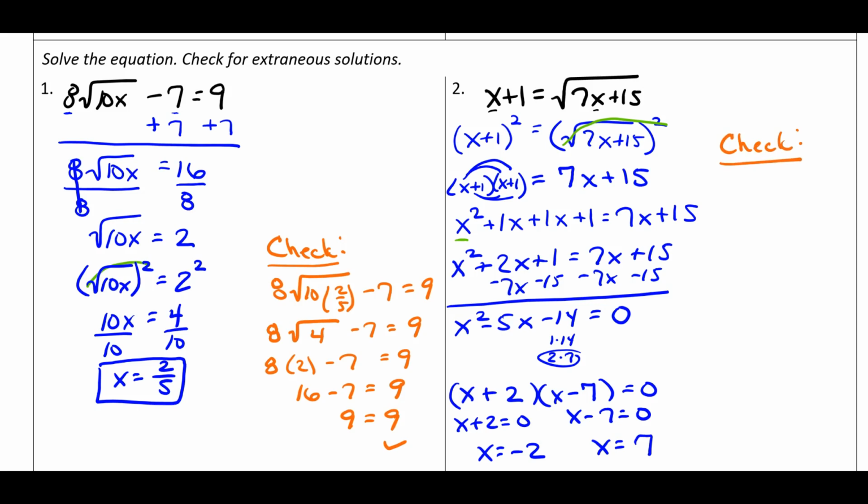Okay, so we're going to check our negative 2 first. So negative 2 plus 1. And then we have 7 times negative 2 plus 15. So negative 2 plus 1 is negative 1.